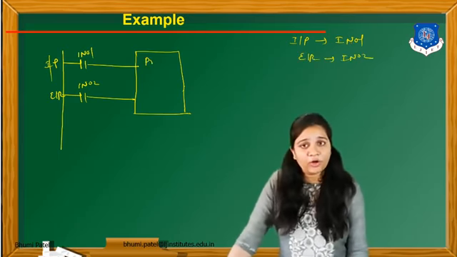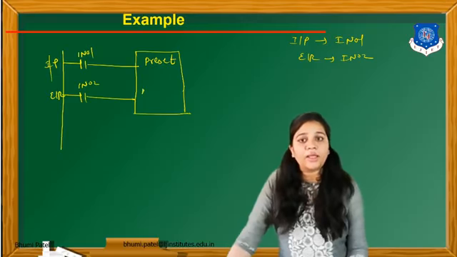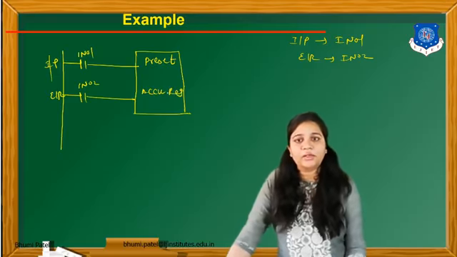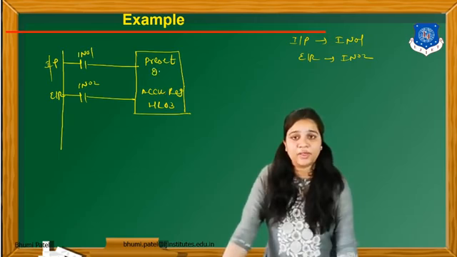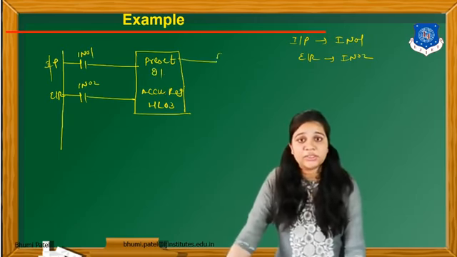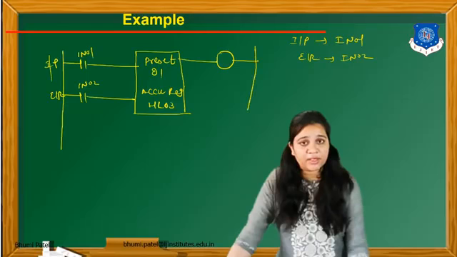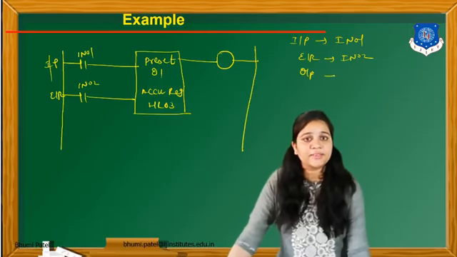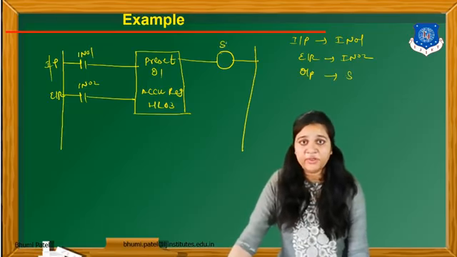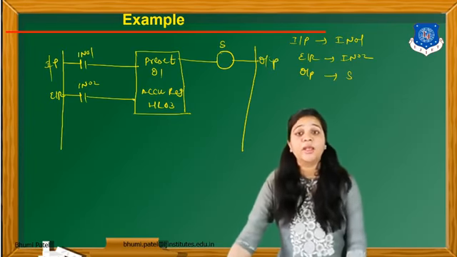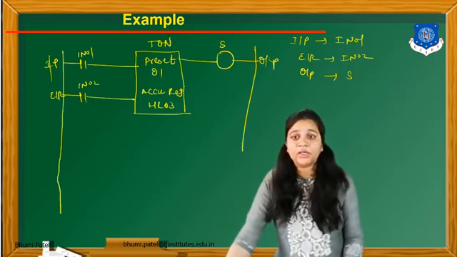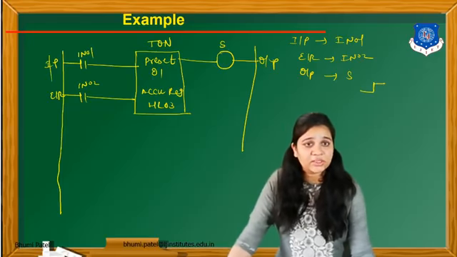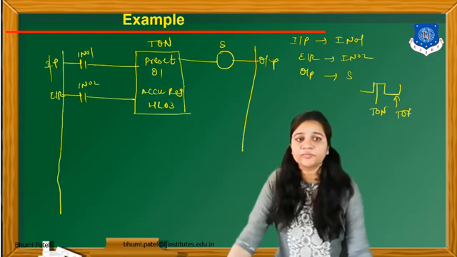Now in the block format you have to write the preset value and the accumulator register. Here the on delay timer value is 1 second, so we take the preset value as 1. So this is my output. Suppose we take the output name as S, because we have to generate a square wave. So this is my output S. But this is the condition for only the T on timer. We also take the T off timer, so that we can generate the square wave. Here this is my T on and this is my T off delay.